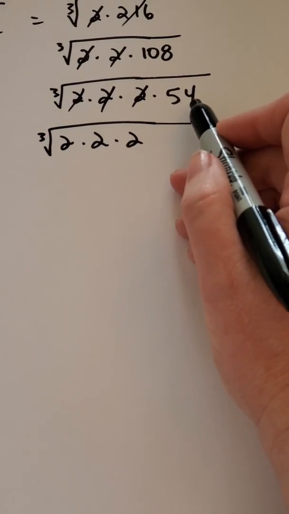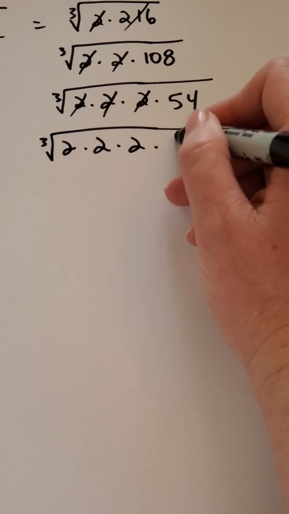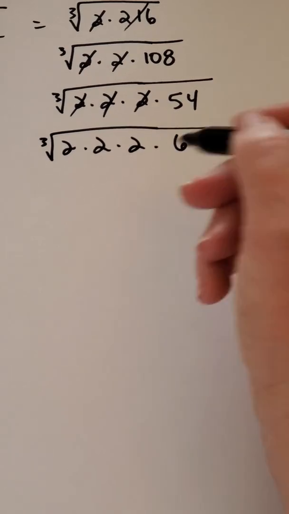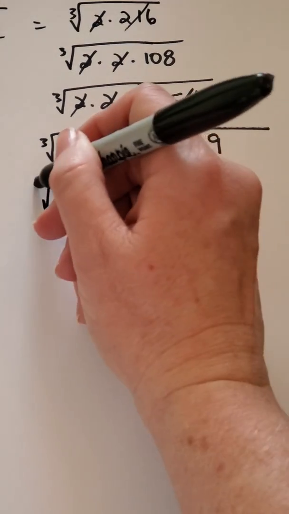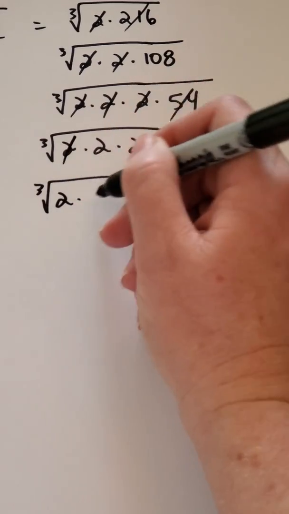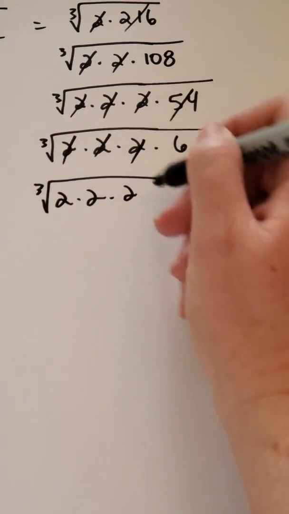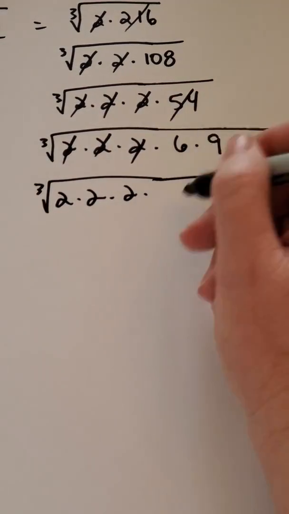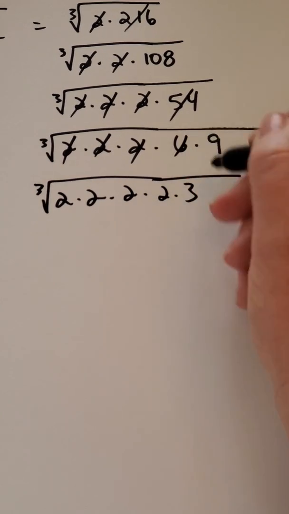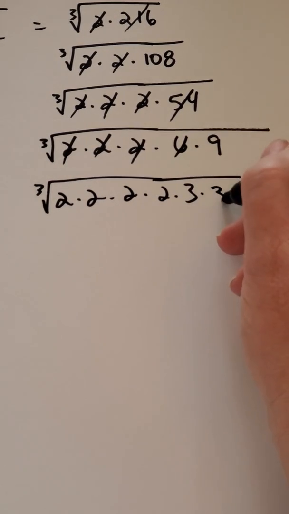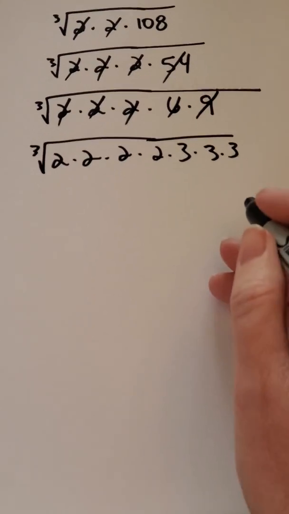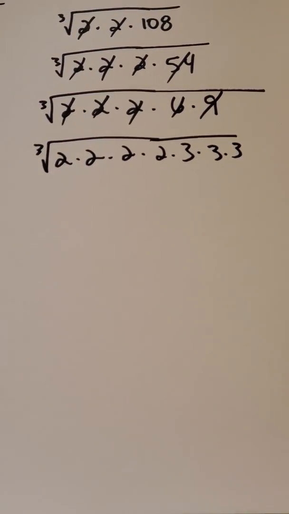But now we have to break up the 54. 54 is 6 times 9. Okay, cubed root, 2, 2, 2. I'm going to break down the 6, and that's 2 times 3. Now I'm going to break down the 9, and that's 3 times 3. Okay, and here's the fun part. You got to pick all the triples.